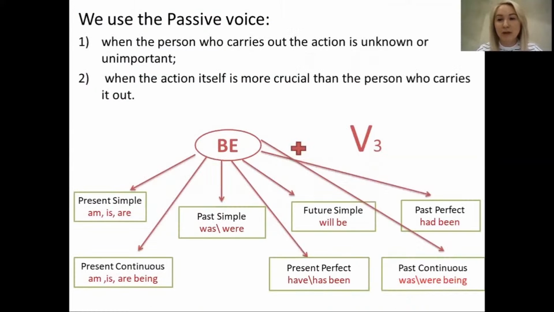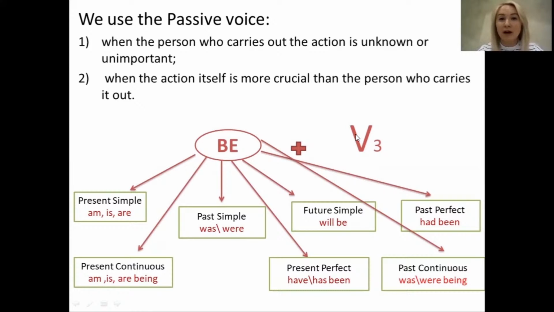When do we use the passive voice? We use the passive voice when the person who carries out the action is unknown or unimportant, or when the action itself is more crucial, more important than the person who carries it out. To form the passive voice, we use the general formula: the verb to be plus past participle.